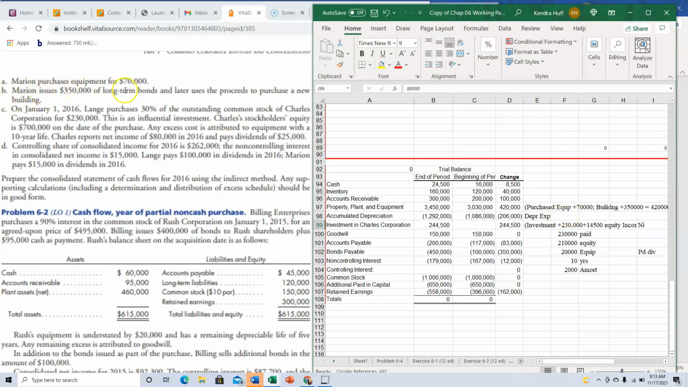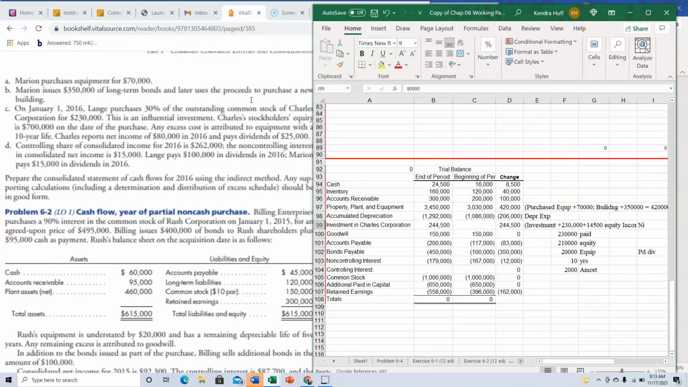So Marion purchases equipment for $70,000. So that's $70,000 of the $420 here. They issued $350 of long-term bonds and later used the proceeds to purchase a new building. All right, so they got cash of $350 and then they spent the $350 on a building. So the 70 plus the $350, that's the $420,000 change in plant, property, and equipment. They didn't sell any equipment, so the whole change in accumulated depreciation is actually depreciation expense, okay?